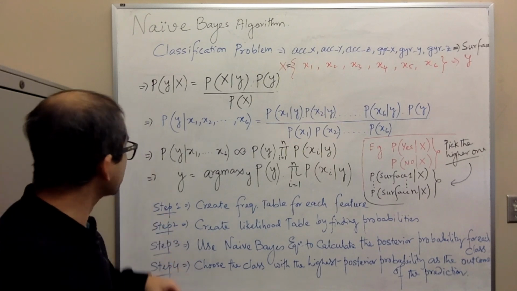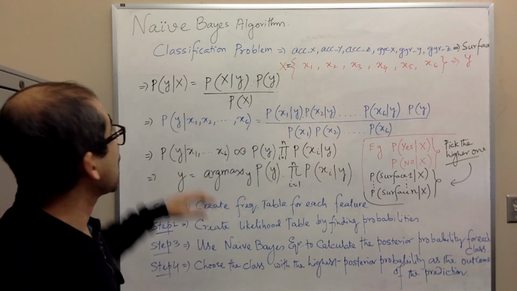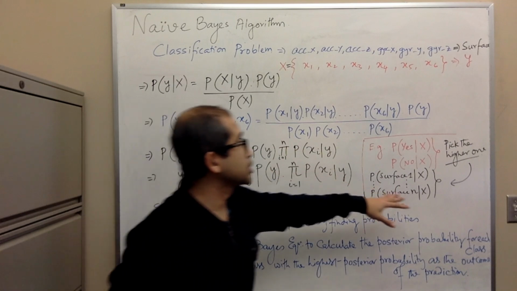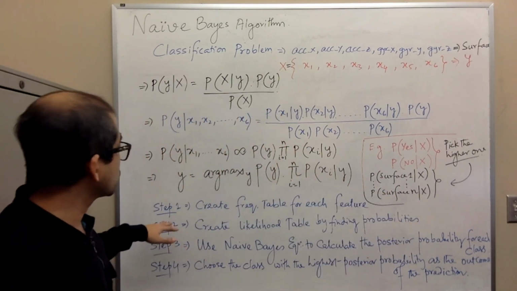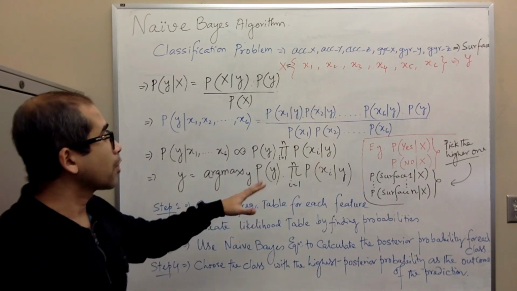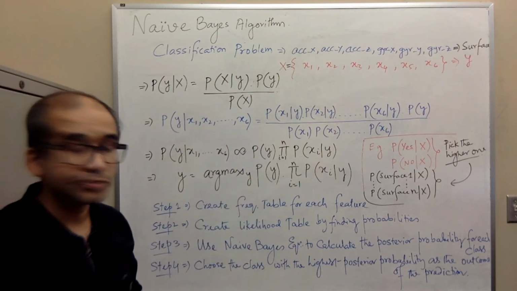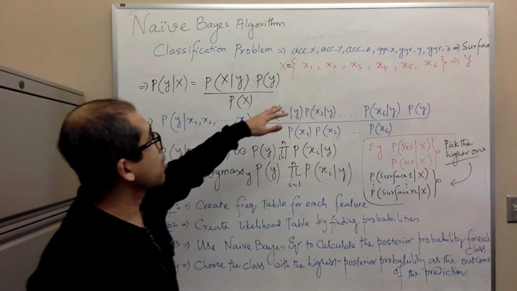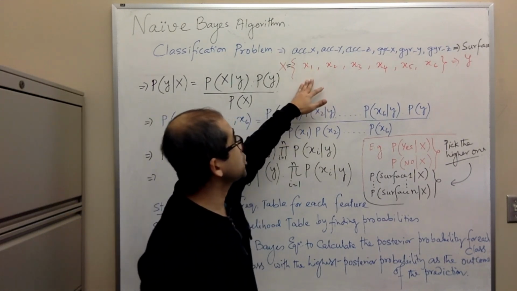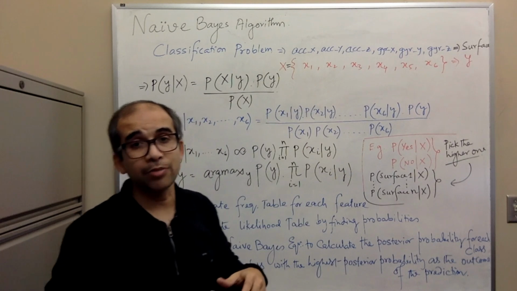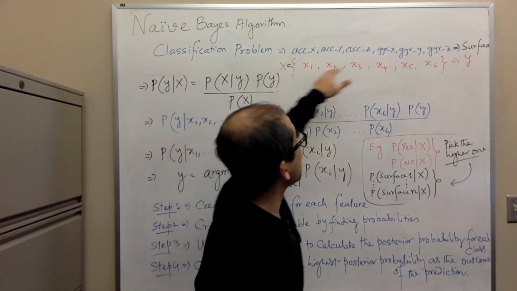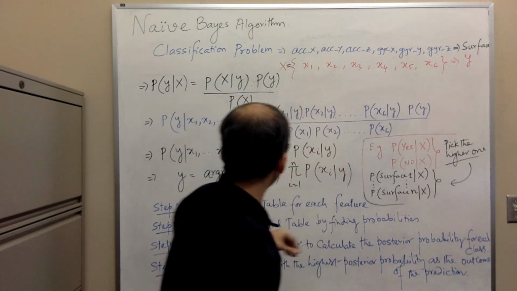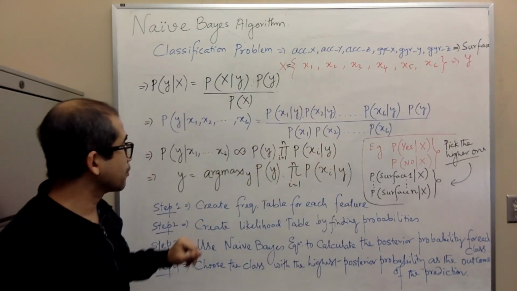Okay, so there are 4 steps to follow to come from this formula to the final determination of which class level it should have. First, we create a frequency table for each feature from the given data. Okay, so like this, a frequency table for each feature. For x1, there will be a table. x1 has different values, and what are the outcome values of y for that. That is called a frequency table.